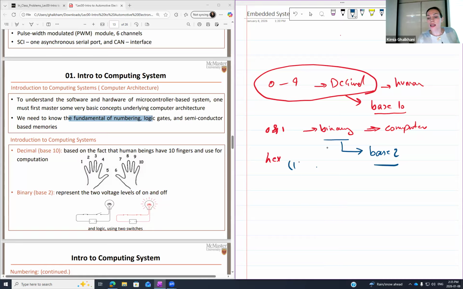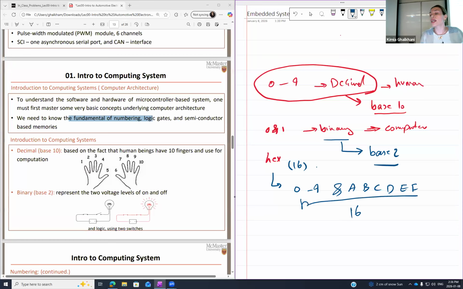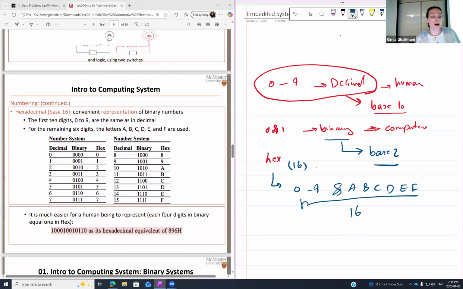Hex is base 16. Here, we have only 16 symbols, which is a combination of numbers and letters. Simply means in hexadecimal, we are going to use numbers 0 to 9 and then some alphabet. What are those? A, B, C, D, E, and F. Altogether, we have only 16 symbols, which we call hexadecimal.